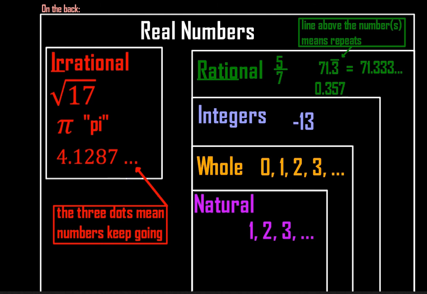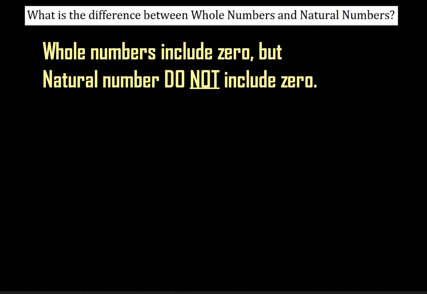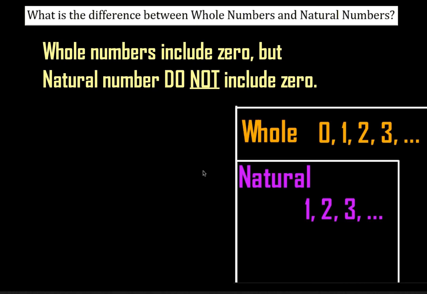So again, at any point, make sure you can pause, rewind, and recap. So let's close it out with this. What is the main difference between the whole numbers and the natural numbers? Well, we said that the whole numbers include 0, but the natural numbers do not include 0. And so again, to have that screen cap from before, notice the whole numbers include 0, however the natural numbers do not.